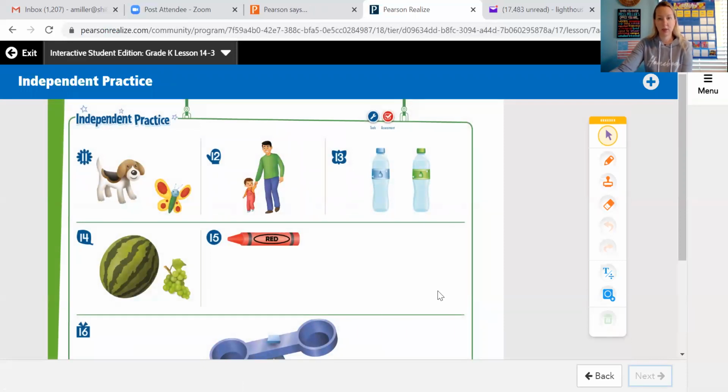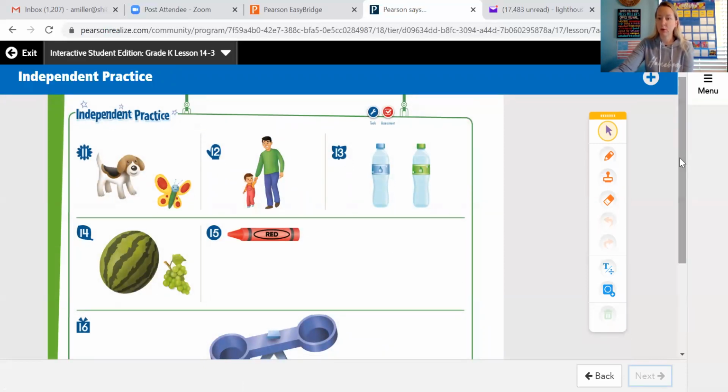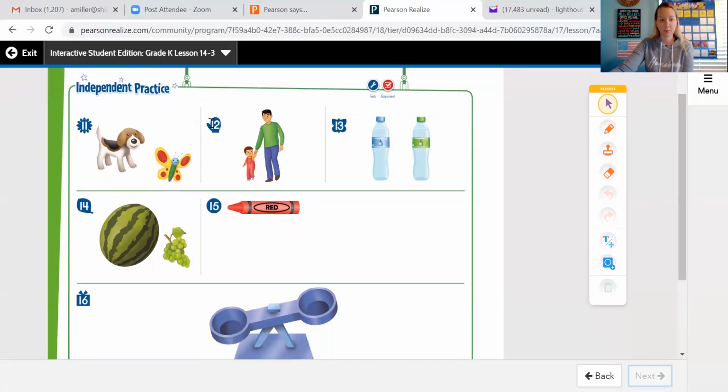And remember, this page is for you to do all by yourself, but I will go over the directions for you. Right here, number 11, 12, 13, and 14. You need to look at the 2 objects. Circle the one that's heavier, mark an X on the one that is lighter, or underline them if they are the same weight. So that's what you do on 11, 12, 13, and 14.